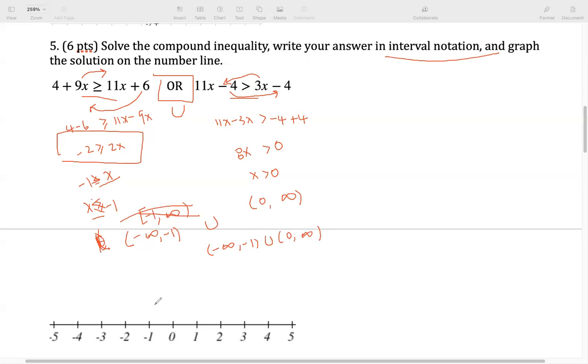Well, -1 is a bracket because we have a less than or equal to. -1 is with a bracket, but 0 does not. So we make a solid dot above -1. It goes this way because it's less than, right? That means from negative infinity up to -1. Then the other side starting from 0, but not including 0. So make an open circle on 0 up to positive infinity.